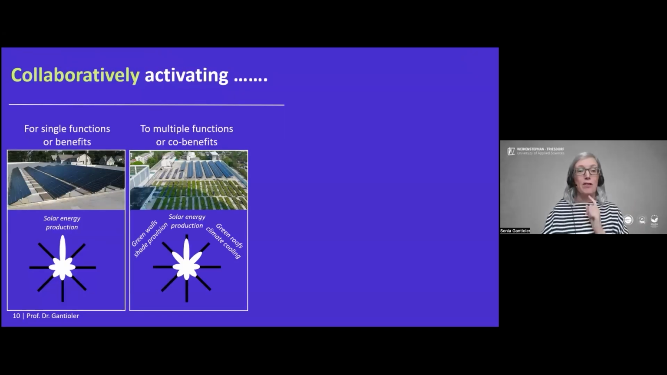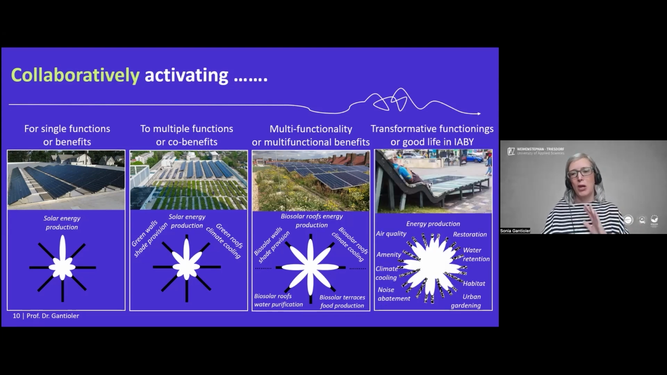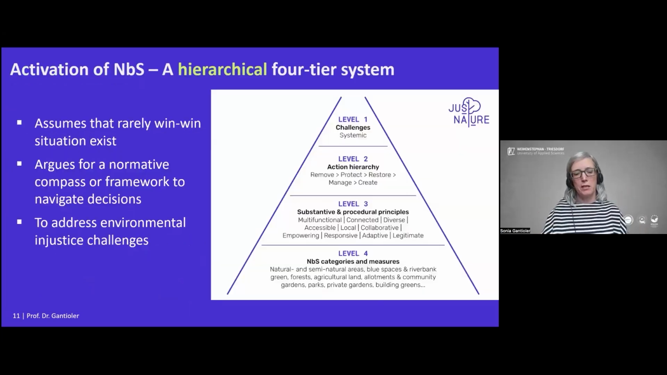And because I have a limited amount of time, and I seriously do not want to take away time from your experience working with the method kit, I'm going to skip over this, basically saying that one of the challenges that still remains is to really activate nature-based solutions, not only for defined single functions, but beyond multifunctionality, so that they can be really transformative and help guide the planning of cities and their strategic development towards a good life in everybody's backyard, approaching the planning and development of cities particularly from that perspective.